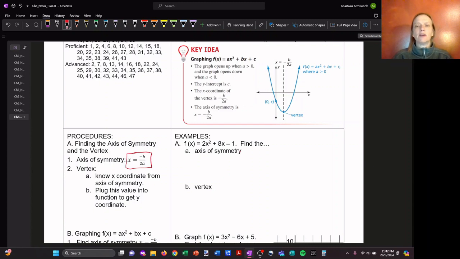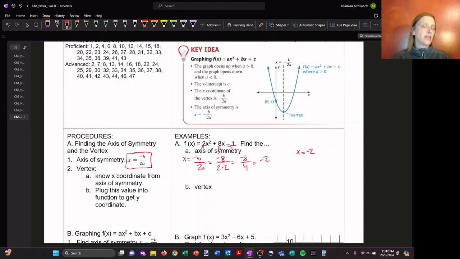So if I'm given a quadratic function here, my a value is 2, my b value is 8, and my c value is negative 1. And I can calculate my axis of symmetry as being negative b over 2a, which is just going to be negative 8 over 2 times 2, which is negative 8 over 4, which equals negative 2. So my axis of symmetry is going to be the line x equals negative 2.